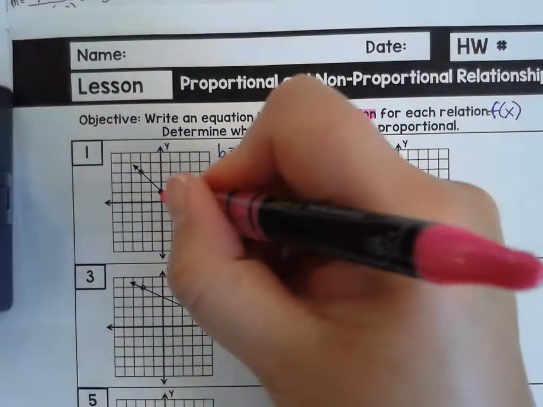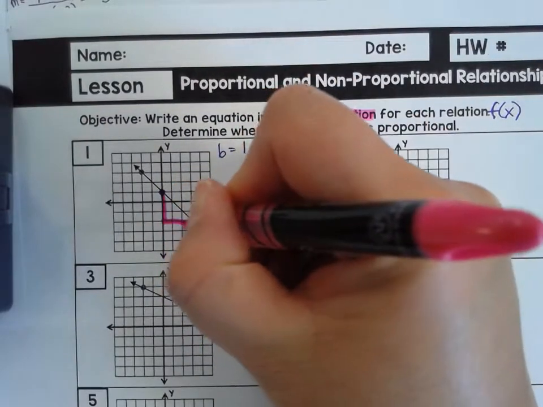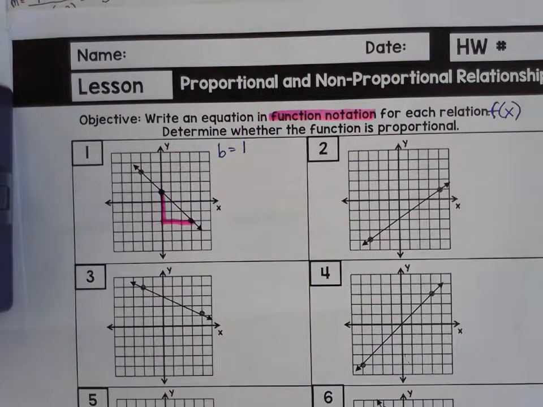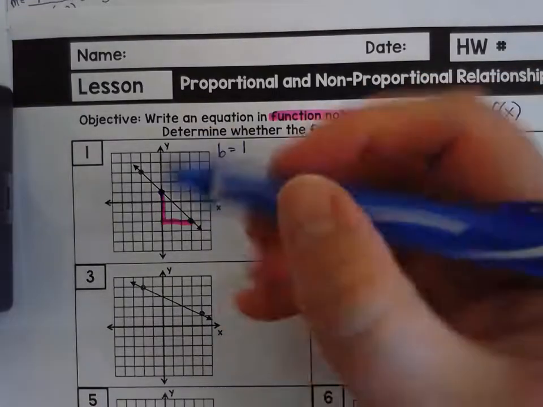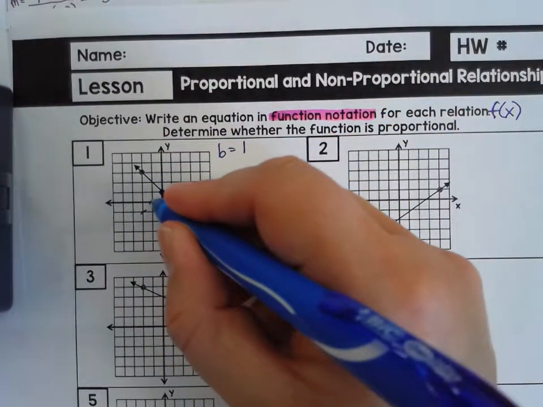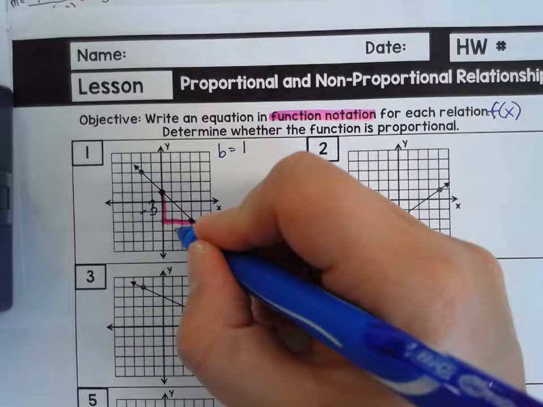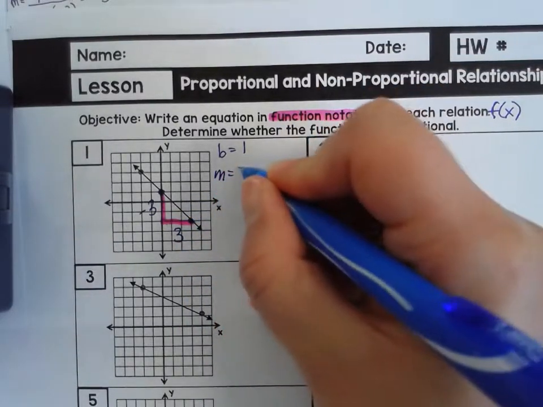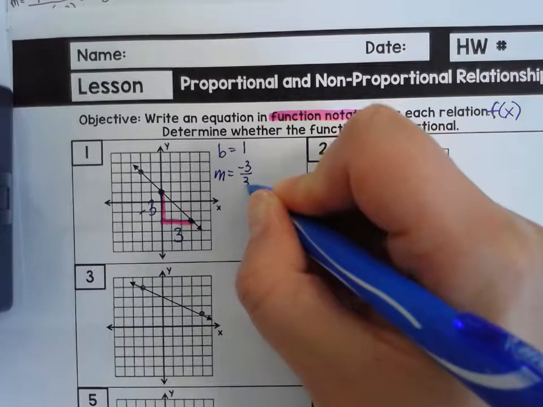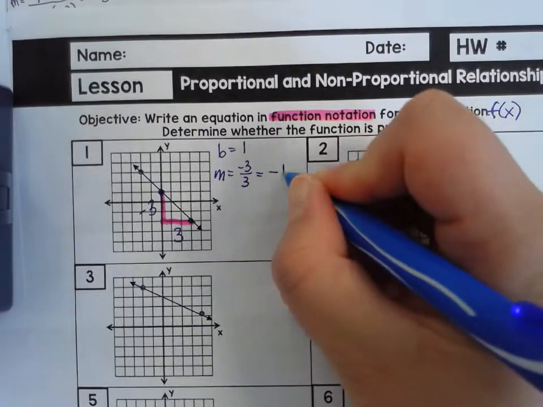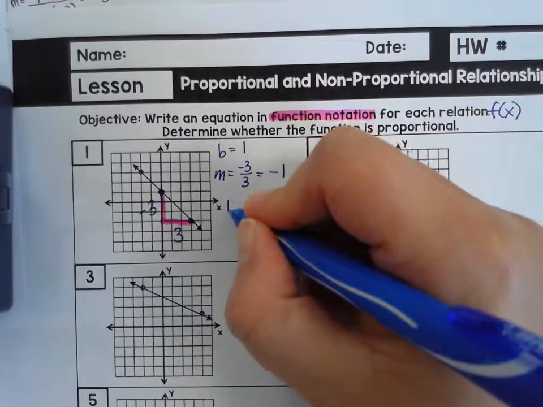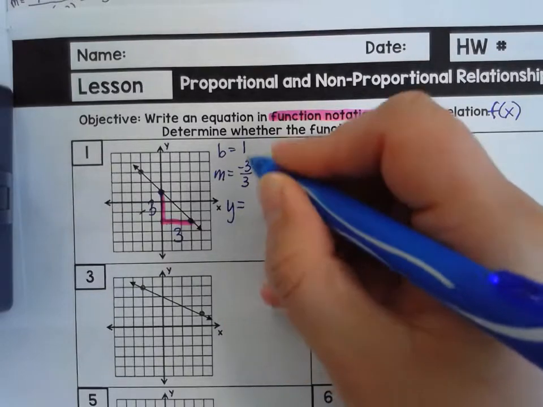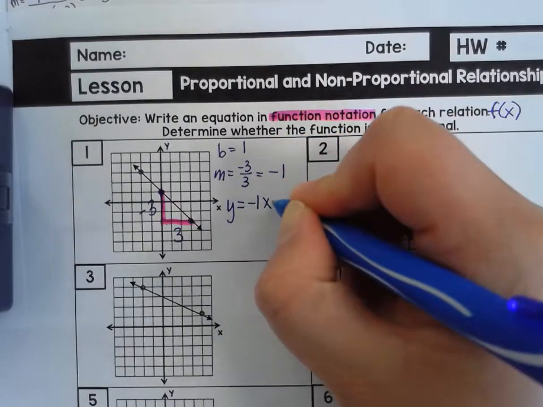So we're going to count down and to the right. Looks like I'm counting down, how many? 1, 2, 3. So if I go down, it's a negative. If I go to the right, it's positive. Looks like 1, 2, 3. M equals -3. That's my rise over my run of 3. Reduce that, and it's a -1. Plug it into y equals, and we've got -1x plus 1.